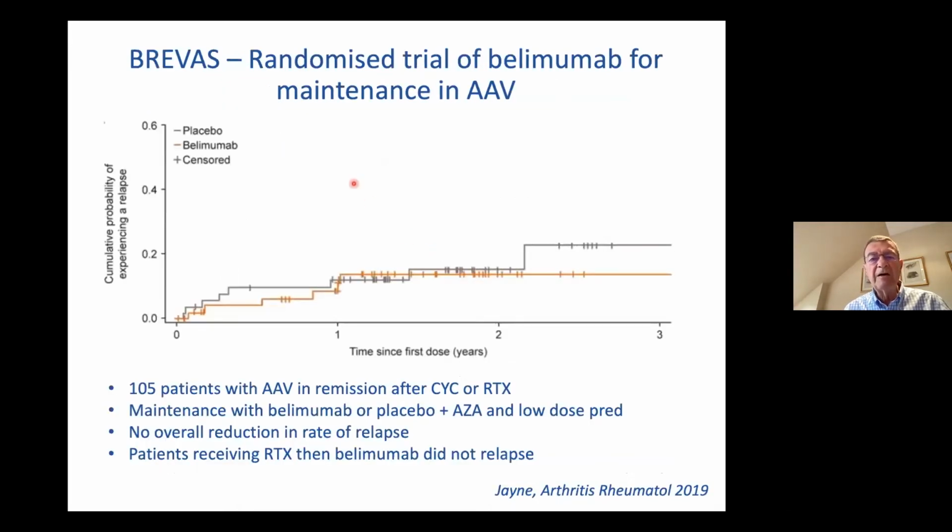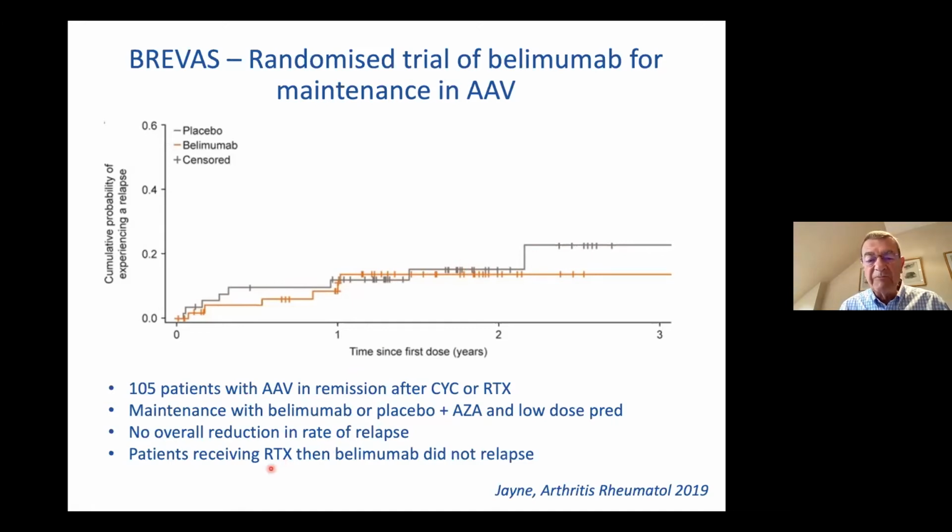And finally, how about the BREVAS study published in 2019? This was a trial of belimumab for maintenance therapy. And belimumab, as you know, is a monoclonal antibody which blocks BLyS or BAFF, the B-cell activating factor, and it's been shown to be effective in systemic lupus and lupus nephritis. And in this study, with over 100 patients who were in remission after induction with either cyclophosphamide or rituximab, they then had either belimumab or placebo together with azathioprine. And you can see there was no significant difference in the probability of having a relapse in those two groups. So belimumab did not seem to have an overall benefit in preventing relapse.